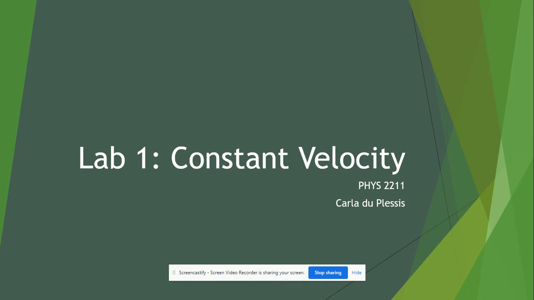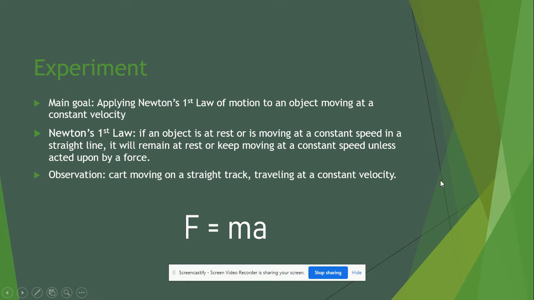This is a report of Lab 1 observing the constant velocity of a moving object. The goal for this experiment was to use Newton's laws of motion and apply them to real-world scenarios to better understand the behavior of objects interacting with their surroundings.